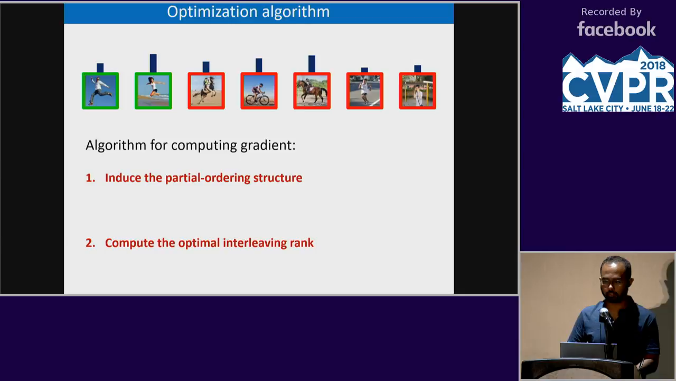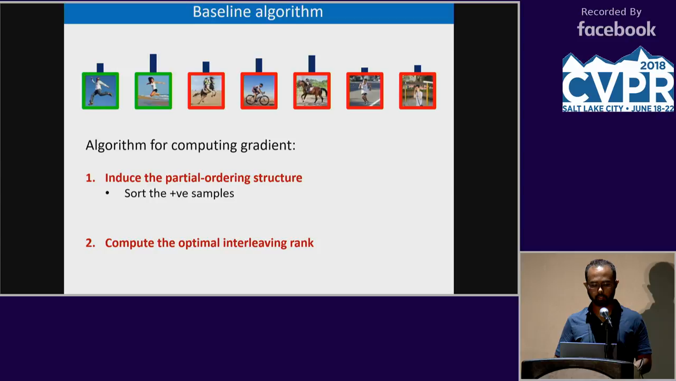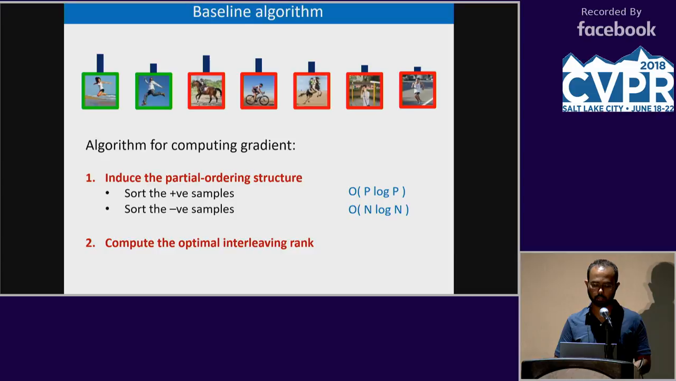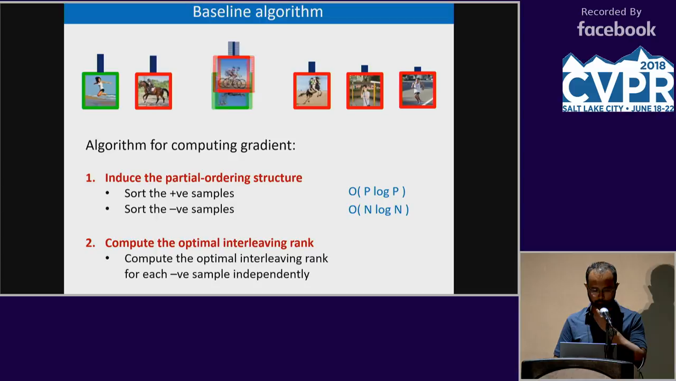Previously, the partial ordering structure has been induced for positive samples by completely sorting them with a computational cost of the order of P log P. Similarly, for the negative samples, we sort them completely with a computational cost of the order of N log N. And after this is done, we compute the optimal interleaving pattern by finding the optimal interleaving rank for each of the negative samples independently. And this comes at a cost of the order of NP.